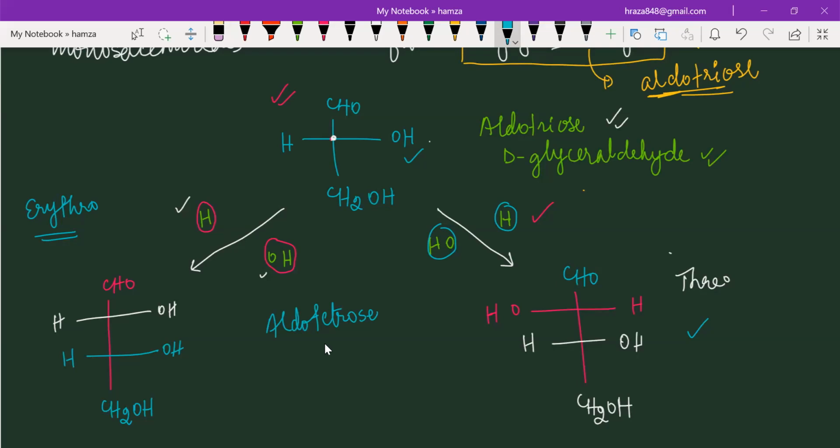Sir, can you explain it again? So see, Nafisa, this is our compound, glyceraldehyde, from which we are going to derive all the monosaccharides. Is that clear? Yes, sir. Now it has 3 carbon, so it is known as aldotriose. So you are going to derive another monosaccharide.